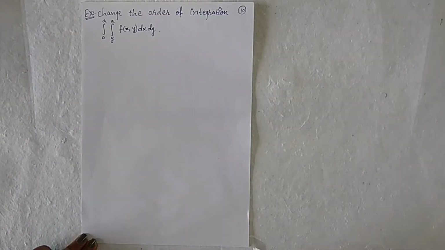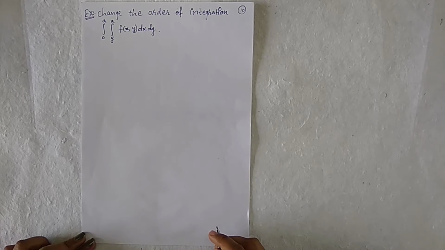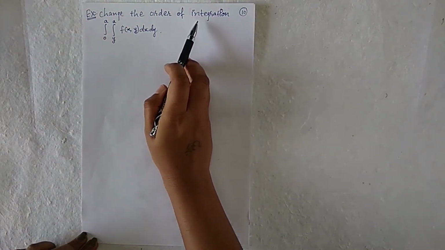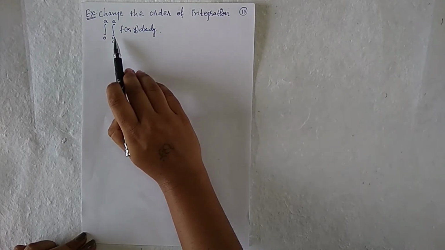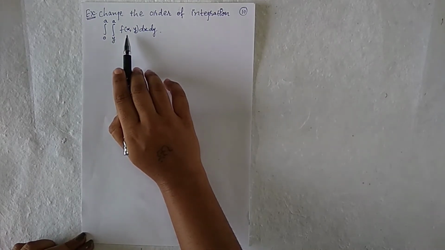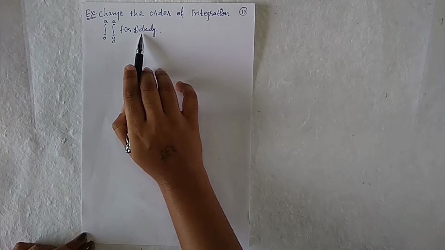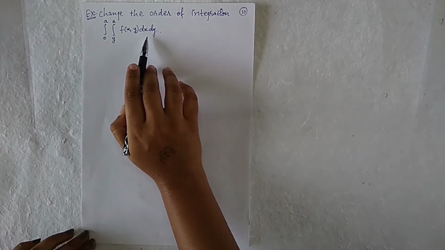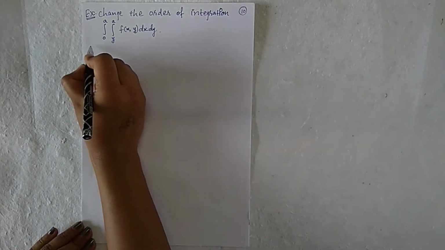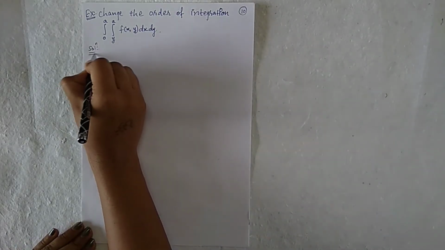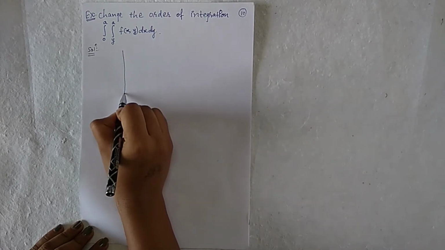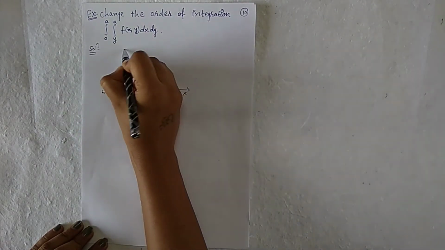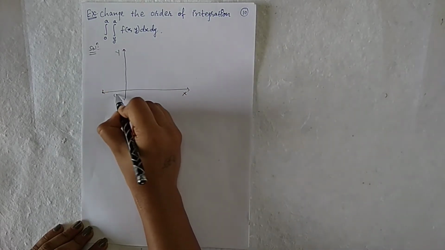Our first example is given here: change the order of integration of the double integral of the function f of x y with respect to dx and dy. First we sketch the region. So, solution: here are the x and y axes, and here is the point 0, 0.